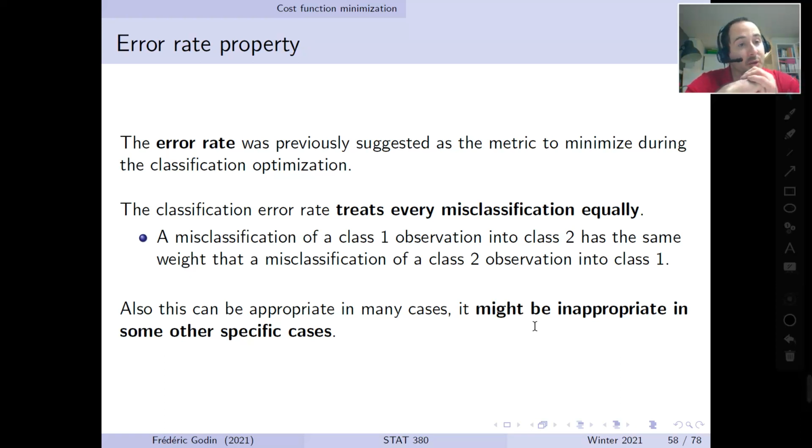But there is an issue with that objective function, which is that the error rate treats every type of misclassification equally. Misclassifying a class 1 observation into class 2 or misclassifying a class 2 observation into class 1 are penalized exactly in the same way. For some problems that could be fine, but for some other problems this could be extremely problematic.